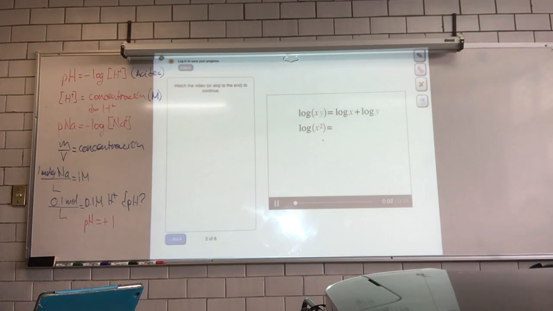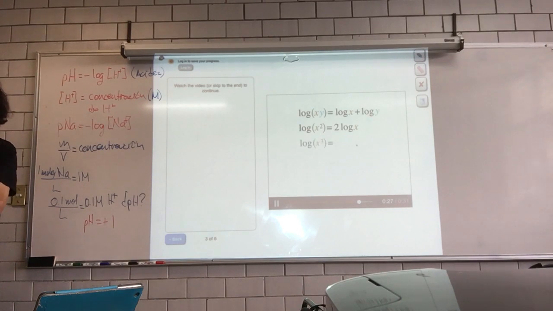Exactly. Let's see how you got that. X squared equals x times x. So if we substitute x in for y in the identity, then we get the log of x times x equals log x plus log x. Log x plus log x is 2 log x. So the log of x squared equals 2 log x.